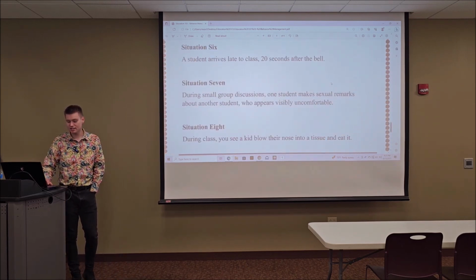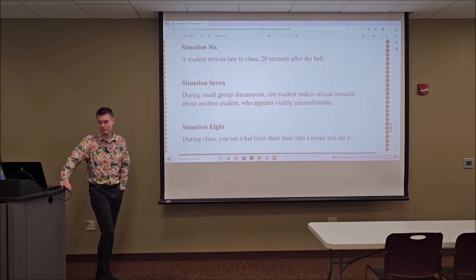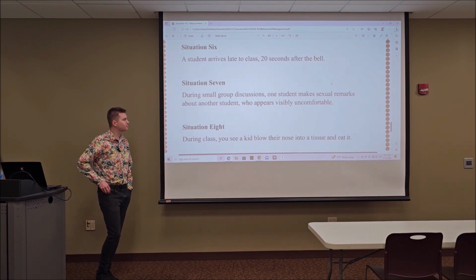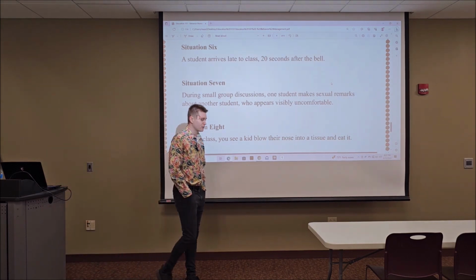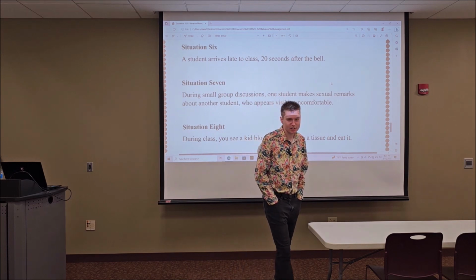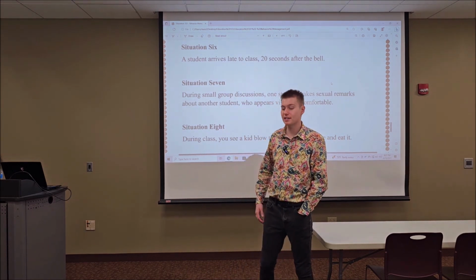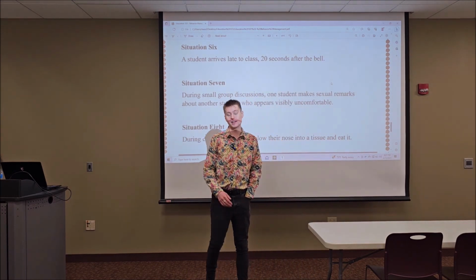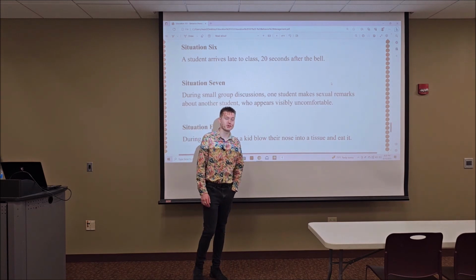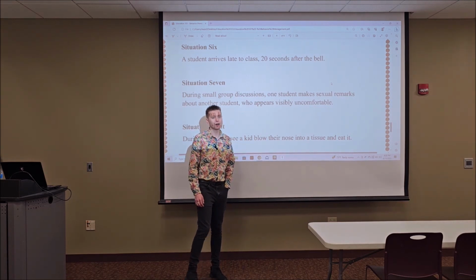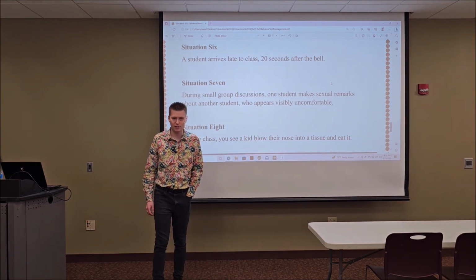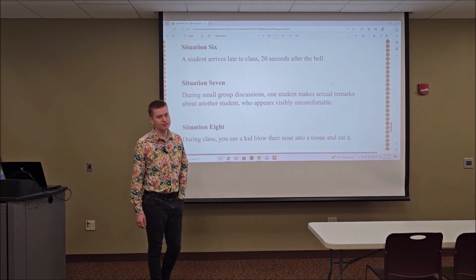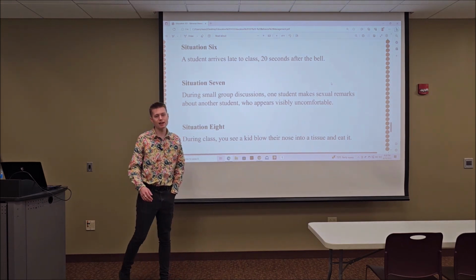Next up, situation 6, a student arrives late to class 20 seconds after the bell. So look, again, it's a tough one, right? So a kid comes 20 seconds late. They do it once or twice. You give them a warning, say, look, we can't have this going on. But I'm going to let it slide this one time. I want you to get in class, but just try to hurry it up next time, okay? Or you say, all right, come on, why were you late, right? You were in the bathroom? All right, come on in, 20 seconds late, right? Don't let it happen again, okay?